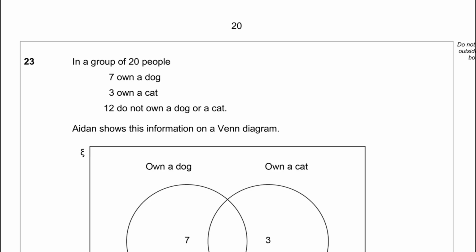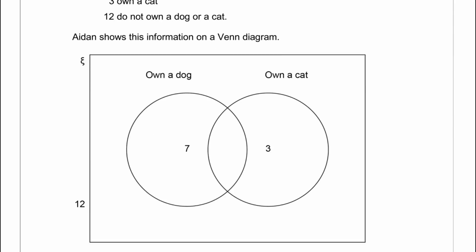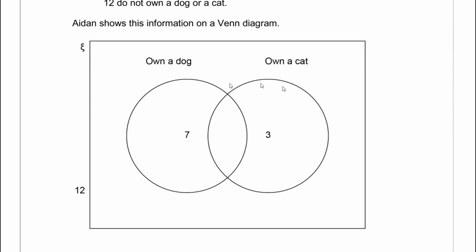Question 23. In a group of 20 people, 7 own a dog, 3 own a cat, 12 do not own a dog or a cat. A then shows the information on a Venn diagram. This is the Venn diagram. This circle for owning the dog and this circle for owning a cat. It says 7 and 3. I think he made it based on this information.